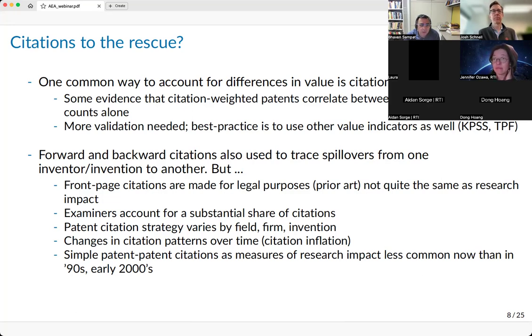And as a result of all of these, just as I mentioned that folks have moved away from simple patent or just citation weighted patent counts as measures of the value of patent, I think folks have moved away from simple patent citations as measures of research impact over the last 5–10 years, opting for other approaches, either in robustness checks or as alternatives these days. And I'll tell you about some of those.